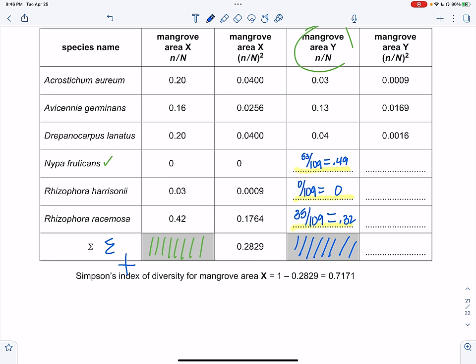And then the mangrove area Y. So what we just calculated right here, we need to square it. So that's 0.03 squared, 0.13 squared, 0.04 squared, 0.49 squared, 0 squared, 0.32 squared. 0.49 squared is going to be 0.2401. The acceptable range here depends on what value you use, like if you stopped at 0.49 or used the entire decimal answer, you could have 0.2334 all the way to 0.2364.